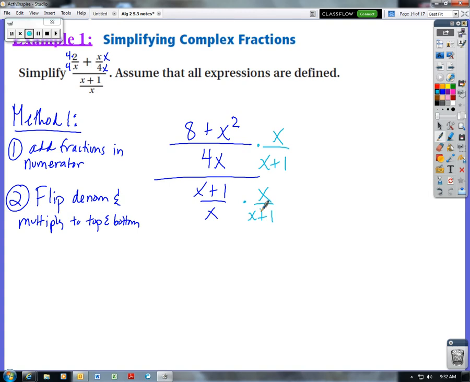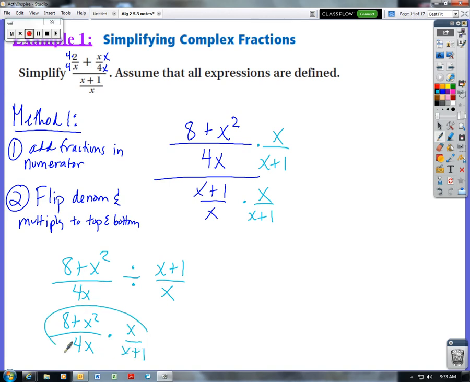The reason you can do that, as I'll just show you again, if you had 8 plus x squared divided by 4x, and all of that's being divided by this fraction, you could write it horizontally like that. I just rewrote this vertical format into a horizontal format, and then we know from our work with fractions that when you're dividing fractions, you flip the second one and you multiply. So notice how this is the same as this numerator here.